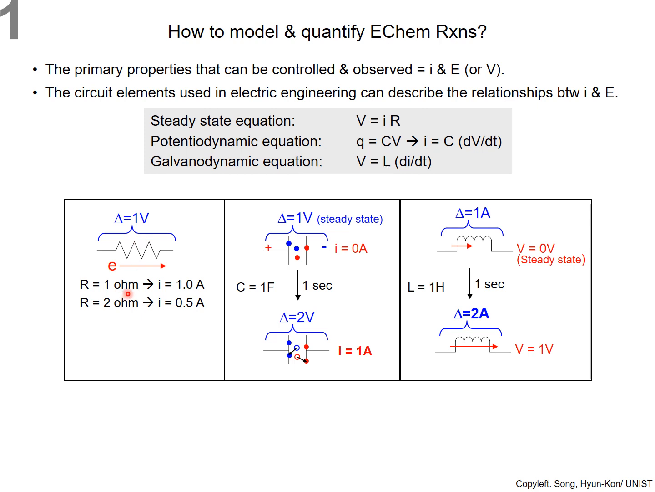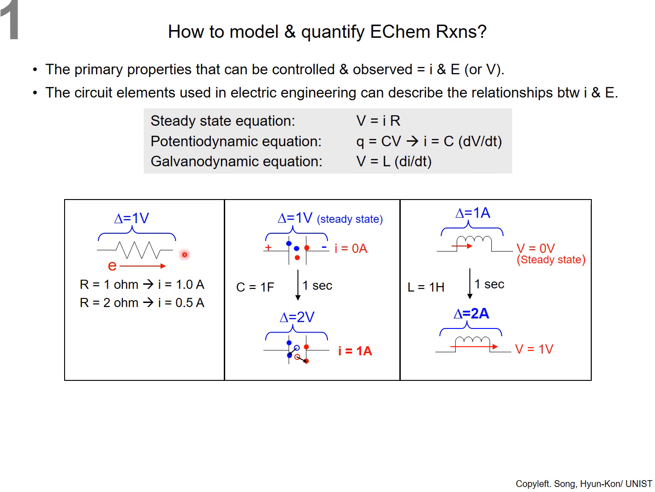So if you have a 1 ohm resistor there, and current is flowing at 1.0 ampere, it means every second 1 coulomb is passing through the resistor. Then if you have 2 ohms there, the current goes down to half of the original value, something like that. In this case, I didn't change the potential with time. At steady state, we have some values for the current or potential.